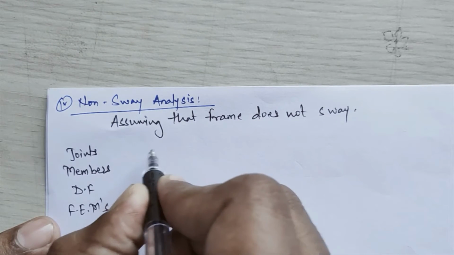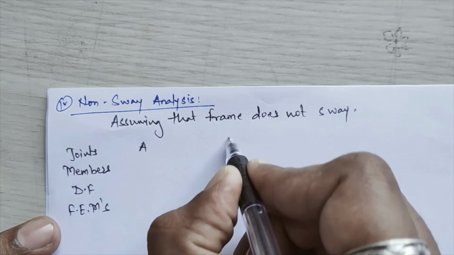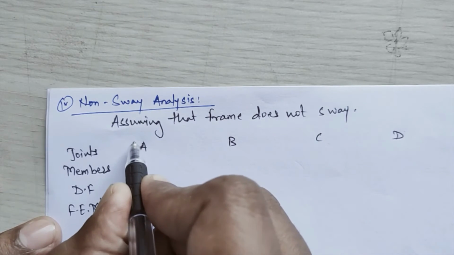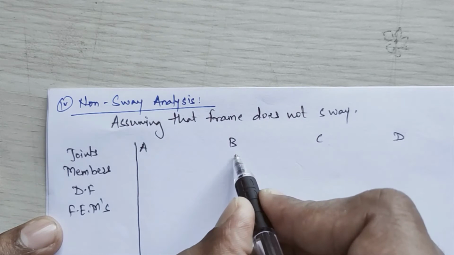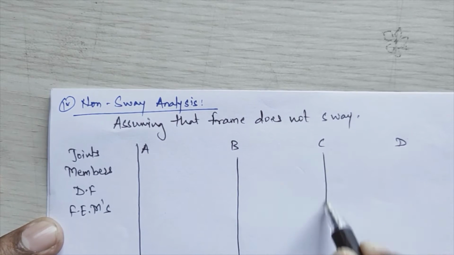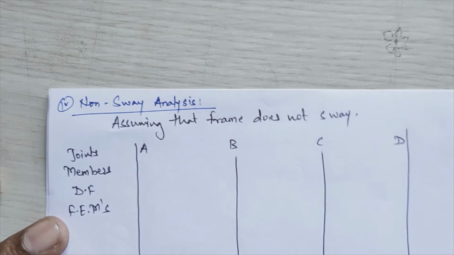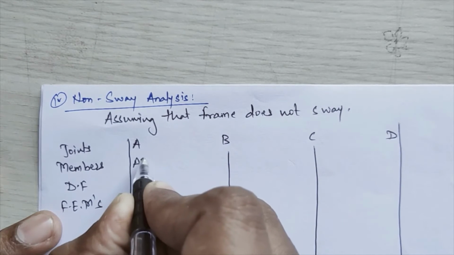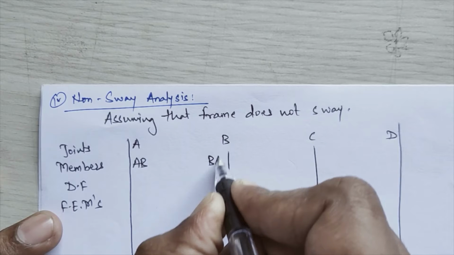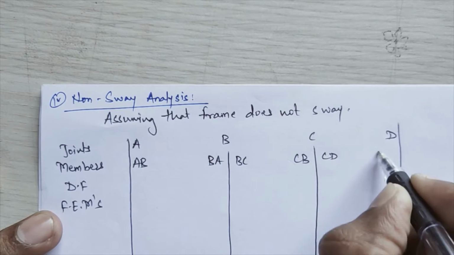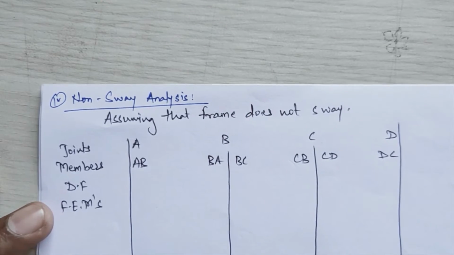Okay, so for joints, your first joint is A, second B, third joint is C, and last joint is D over there. So in this you have to consider all the joints which you are having in the complete frame. Members meeting joint A are AB, members meeting joint B are BA and BC. Here you are having CB and CD, and the last members meeting joint D are DC over there.